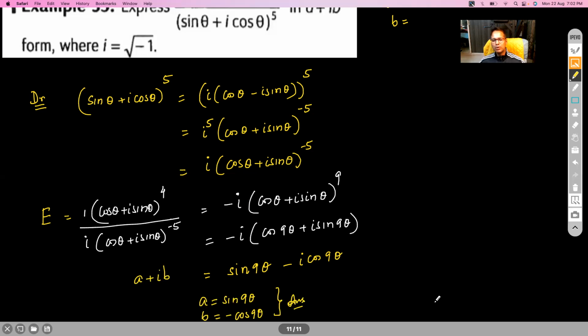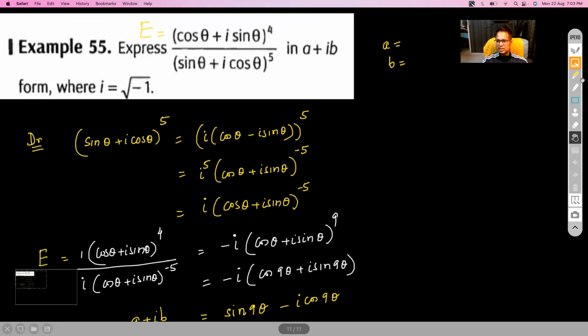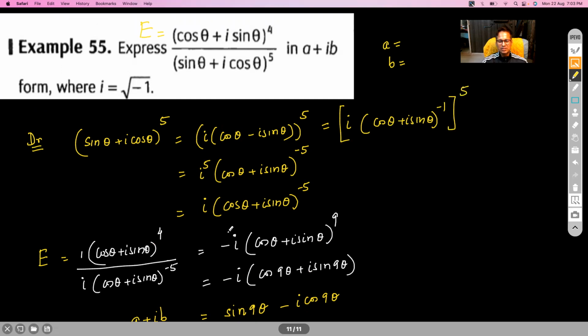Clear? Any questions? Any concerns? So could you explain that part? So i to the power of 5 times (cos theta + i sin theta) to the power minus 5. See, this term inside here is cos theta plus i sin theta to the power minus 1, no? And you're raising the whole thing to the power of 5. Makes sense? This term, Zayan, is nothing but this term, no?